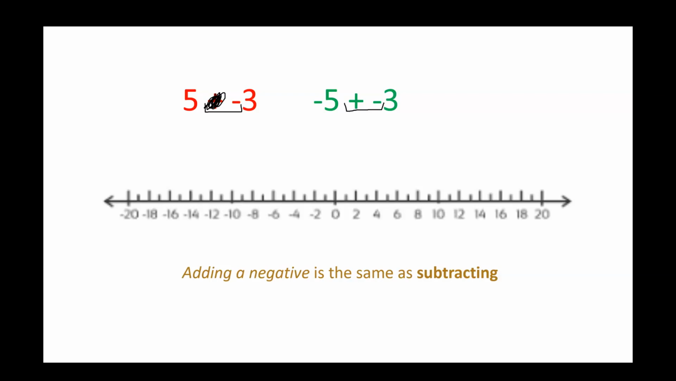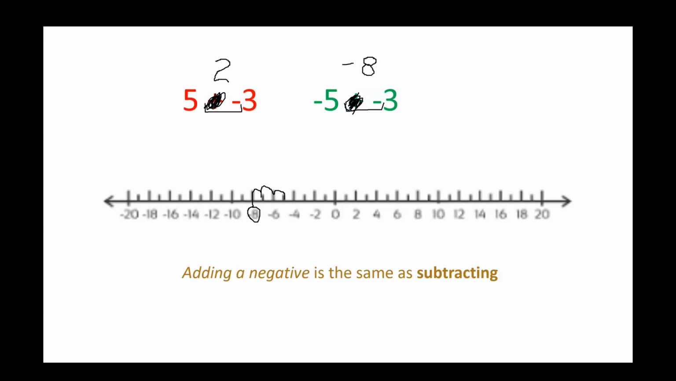5 plus negative 3 is the same as 5 minus 3, which is, of course, 2. Negative 5 plus minus 3 is the same thing as negative 5 just minus 3. We can get rid of the plus sign. Negative 5 minus 3, start at negative 5, go 3 back, and you end up at negative 8.